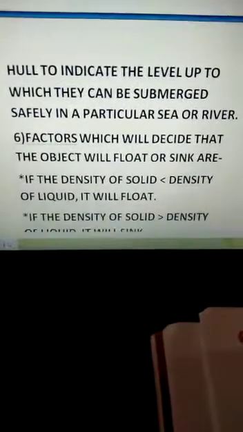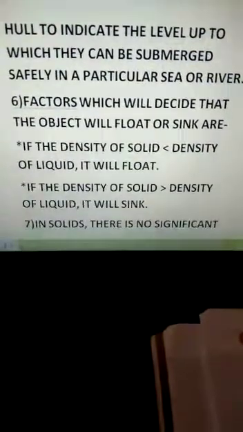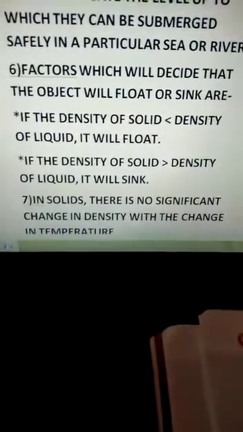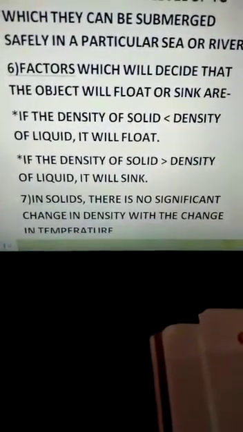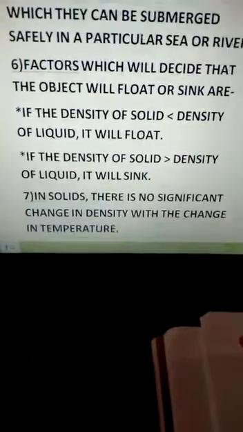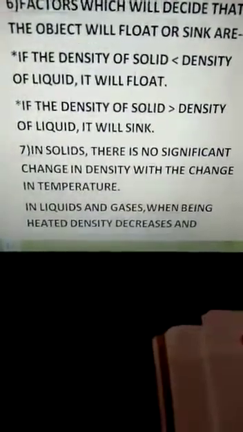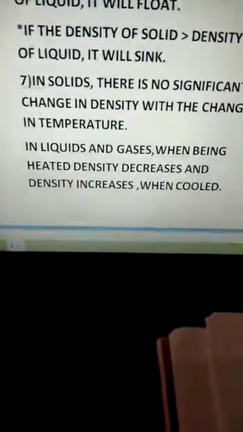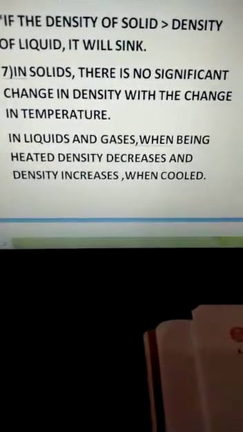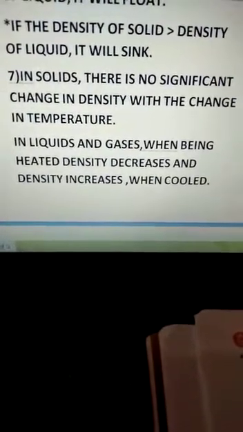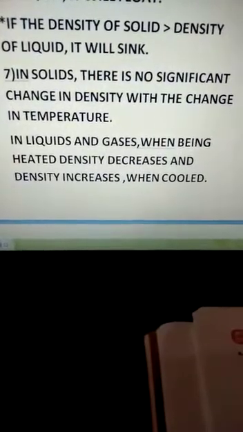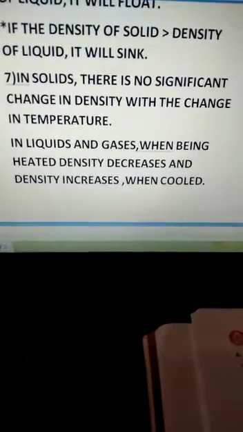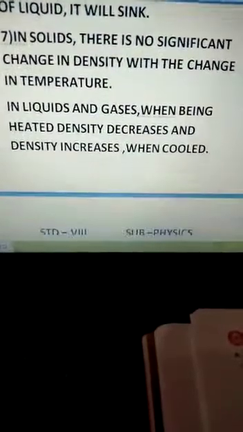Factors which will decide that the object will float or sink are: if the density of the solid is less than density of liquid, it will float. If the density of solid is greater than the density of liquid, it will sink. Now in the 7th one, explain how the density of a substance varies with the change in temperature. In solid there is no significant change in density with the change in temperature. In liquids and gases, when being heated, density decreases and density increases when cooled.